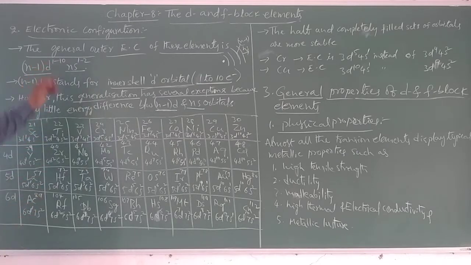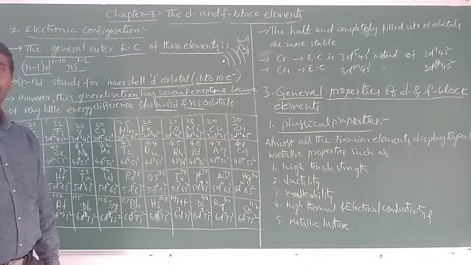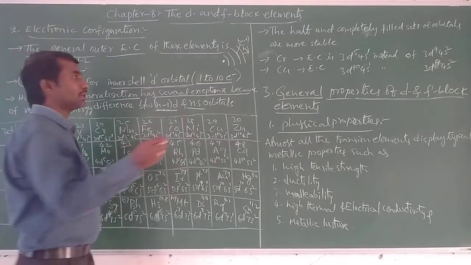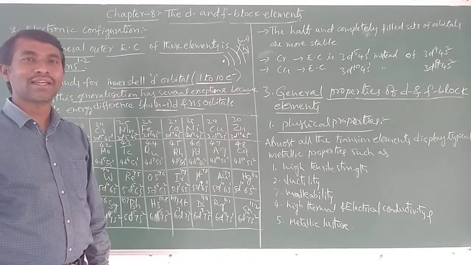The general outer electron configuration of these elements is (n-1)d 1 to 10, ns 1 to 2. Here (n-1)d stands for the inner shell d orbitals, and these inner shell d orbitals may have 1 to 10 electrons.